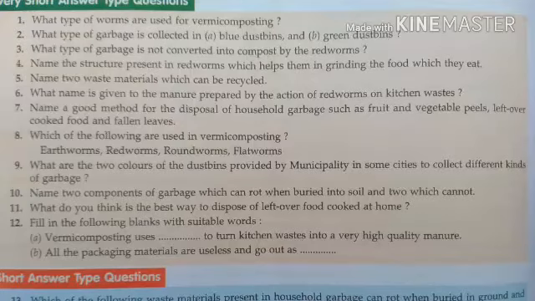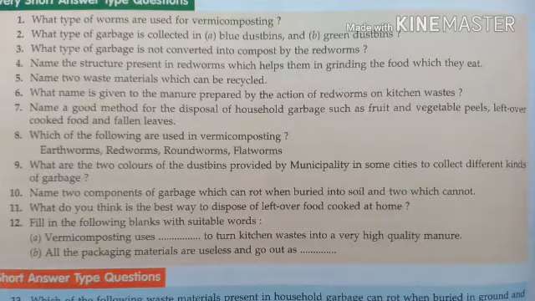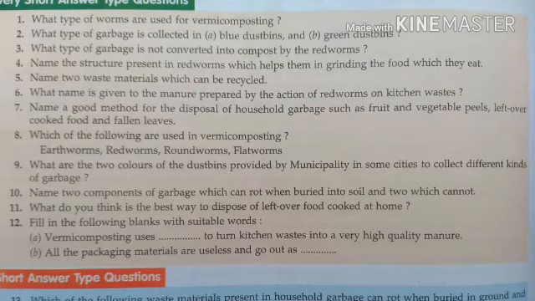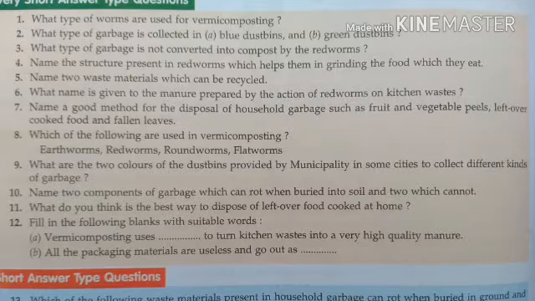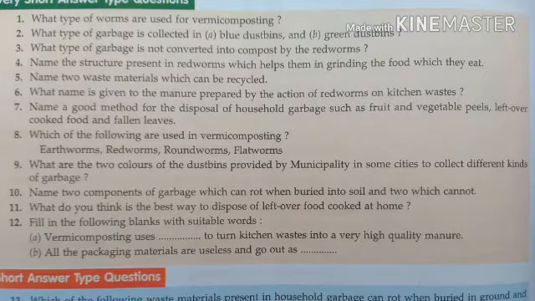Next, name two waste materials which can be recycled: paper, as well as the material which is recyclable, which is made up of recyclable plastic. And what is the name given to the manure prepared by the action of red worms on the kitchen wastage? It is called vermicompost. Name the good method for disposal of household garbage such as fruit and vegetable peels, leftover food, and fallen leaves, that is composting.